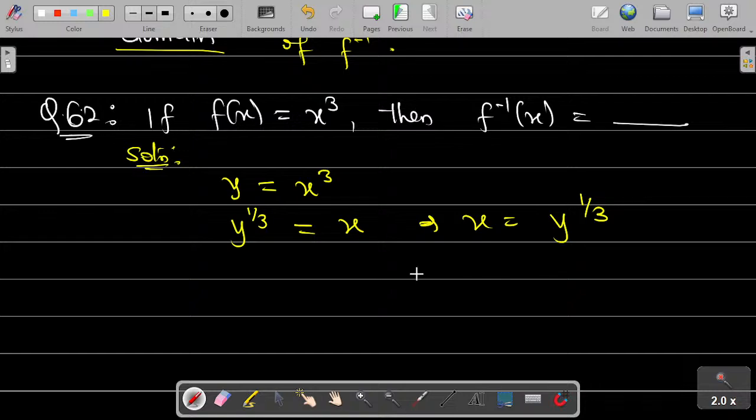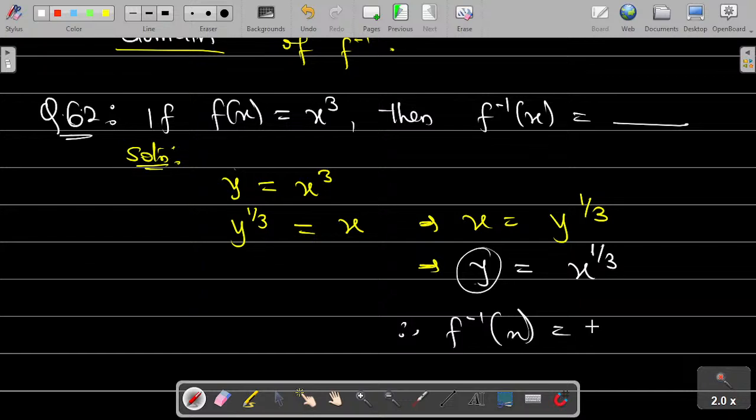Now the third step is switch x and y. So if we switch x and y, we are going to have y is equal to x raised to the power of 1 over 3. And this last y is not the same thing as the earlier y. This last y now is your f inverse. Therefore, the f inverse of that function is equal to x raised to the power of 1 over 3. And that is the solution to that problem.